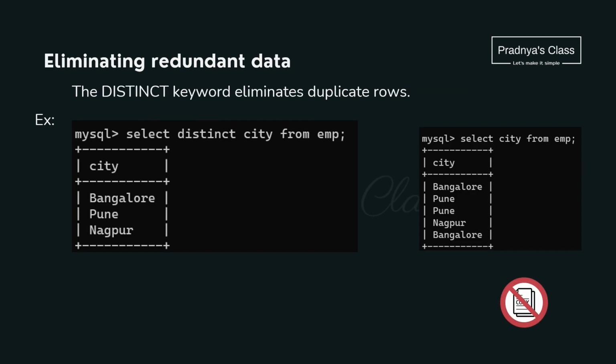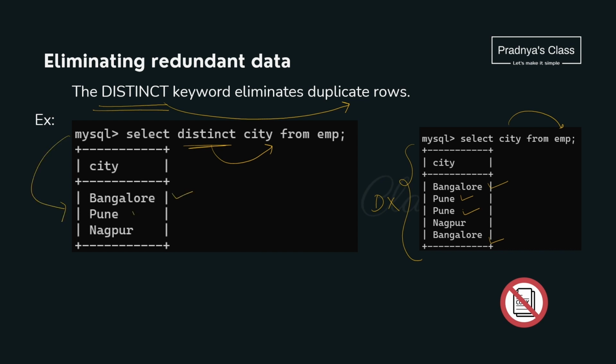Let's check out one more important keyword, that is distinct. It eliminates duplicate rows. Look at the city column from the employee table. There are duplicate values for Bangalore and Pune. And if you don't want to print duplicate values, you can apply the distinct keyword before the column name. Now look at the output. Bangalore is getting displayed once, even Pune.